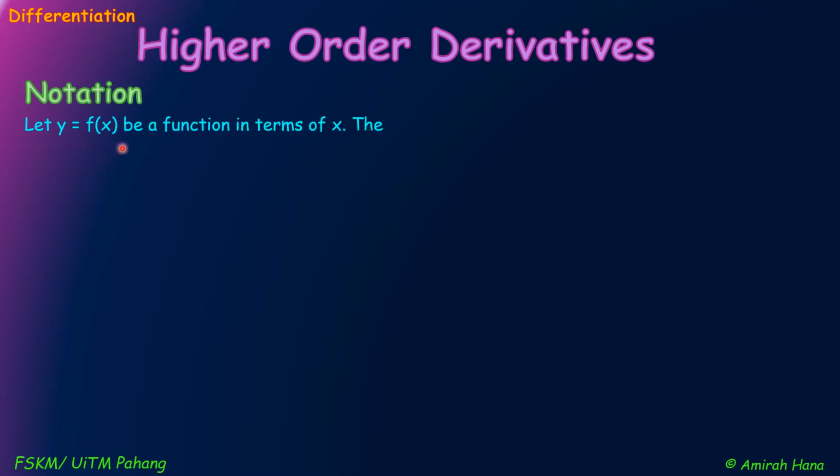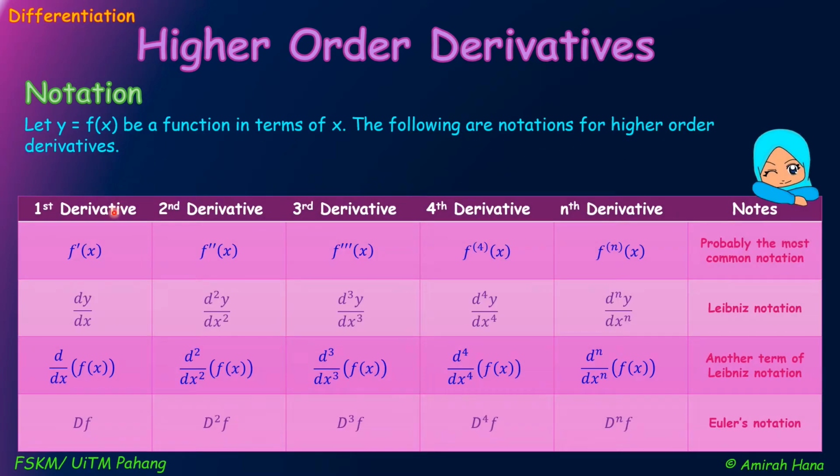Let y equals f(x) be a function in terms of x. The following are notation for higher order derivatives. The following table shows the notation of derivative. The first column is the notation of first derivative. The second column is the notation of second derivative. The third column is the notation of third derivative. The fourth column is the notation of fourth derivative. The fifth column is the notation of nth derivative.